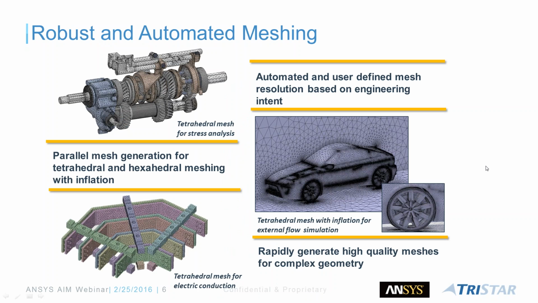It also has robust meshing capabilities. I'm sure all of you who have used Ansys in the past know about the power of Ansys, wherein it has specific meshing tools, like a tetrahedral mesh or a polyhedral mesh, depending on the physics. So all that is included in Ansys AIM.